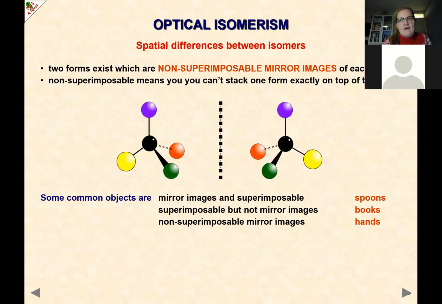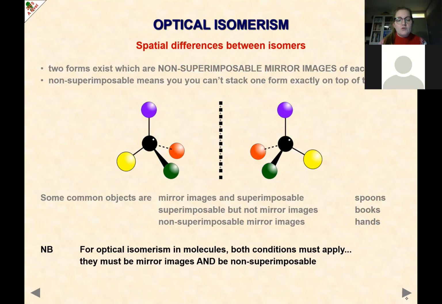Okay, so some common objects that in a minute we're going to get a diagram that's going to show us how it works. Basically, some common objects that are non-superimposable mirror images. Spoons are superimposable on top of each other, but they're not mirror images. Books are not mirror images of each other either. Non-superimposable mirror images are hands. Okay, so for optical isomerism in molecules, both conditions must apply. They have to be mirror images and non-superimposable.